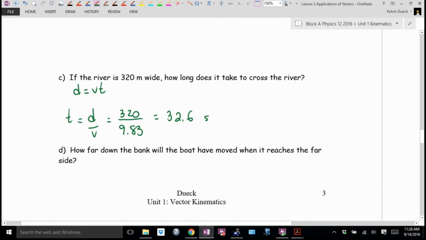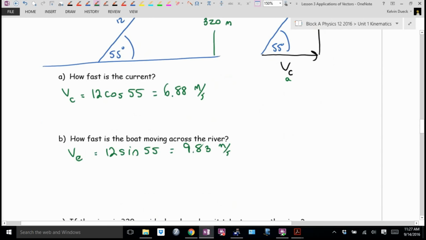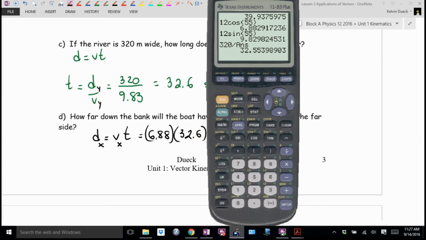How far down the bank? Now they want us to find a distance. That's going to be velocity times time. But since the distance is horizontal down the bank, I better make sure that I use a horizontal velocity in the equation as well. So horizontal velocity, that's the current. 6.88 times 32.6. About 224 meters downstream.